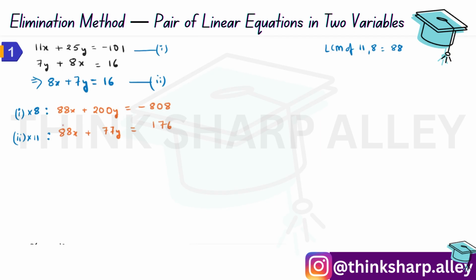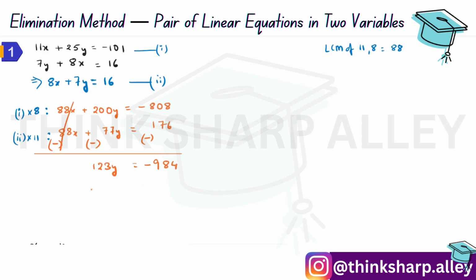In this case we see if we add, x is not getting eliminated, but if we subtract, yes. So since we have to subtract over here, we will change the sign throughout. So we get, this gets cancelled because 88 minus 88 is 0x. 200 minus 77 is 123y equals to, so this two same sign means we have to add them up. So we get minus 984, right?